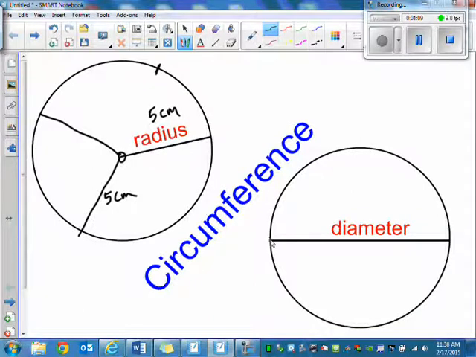Okay, and then the diameter is the distance all the way across the circle through the middle of the circle. So radius is half of the diameter. Okay, so if I tell you that the diameter is 10 inches, then the radius would be 5 inches. Okay, so radius is half of the diameter.